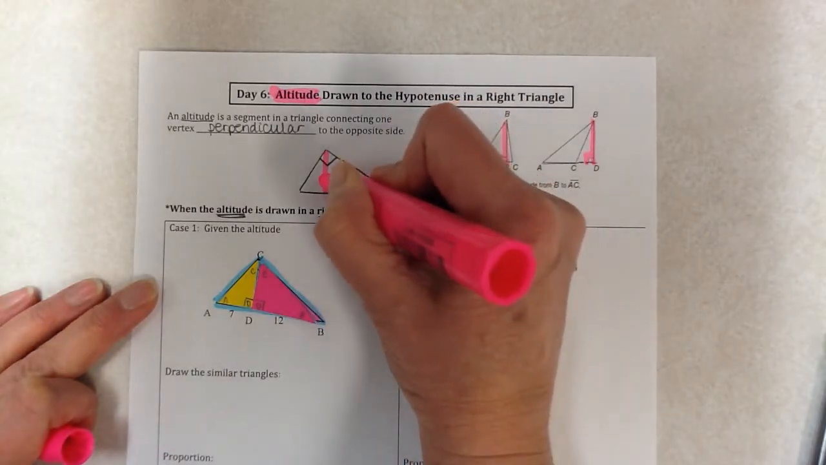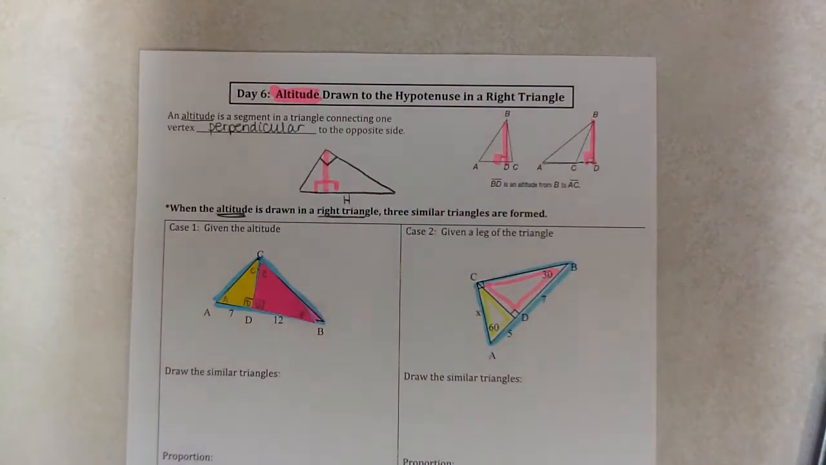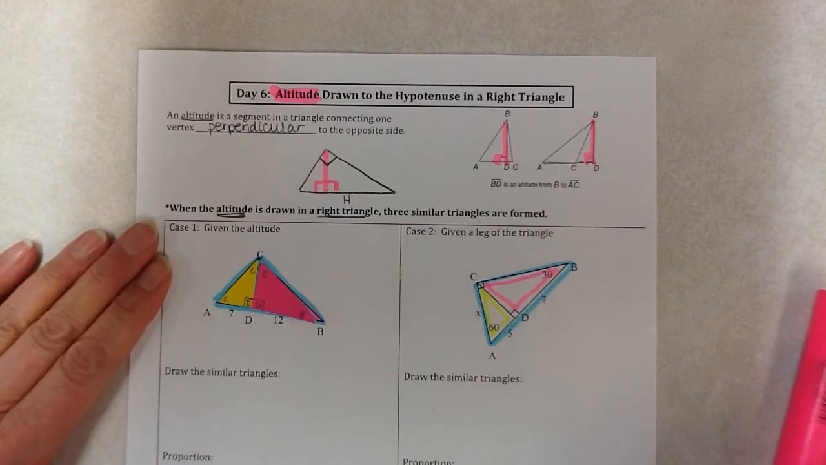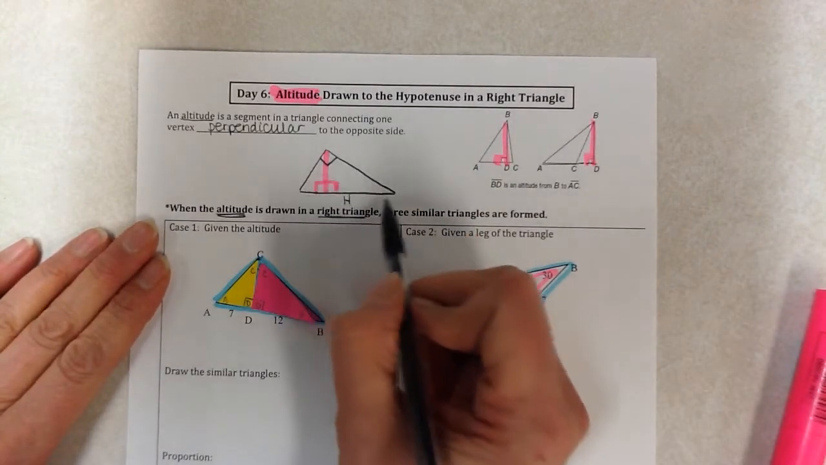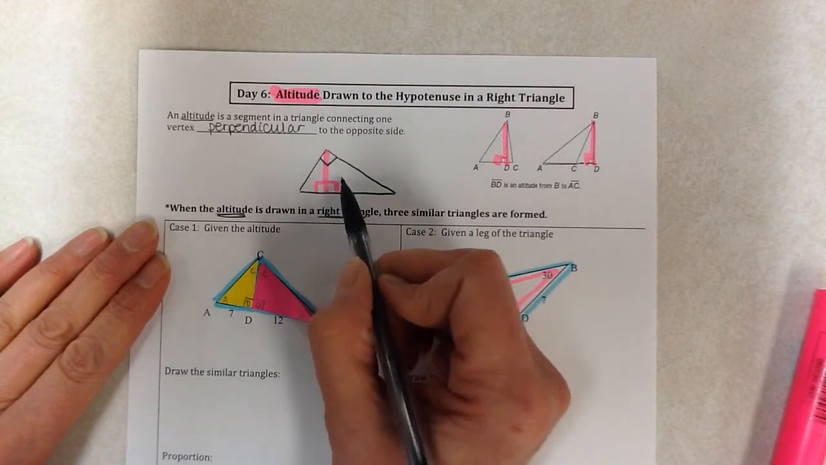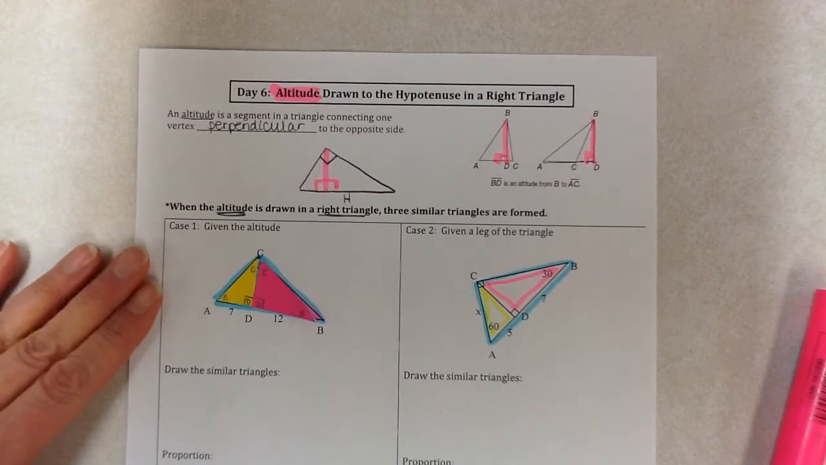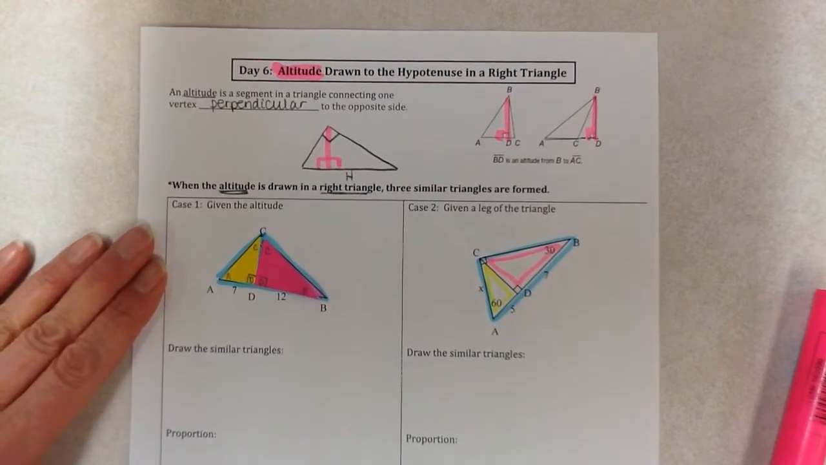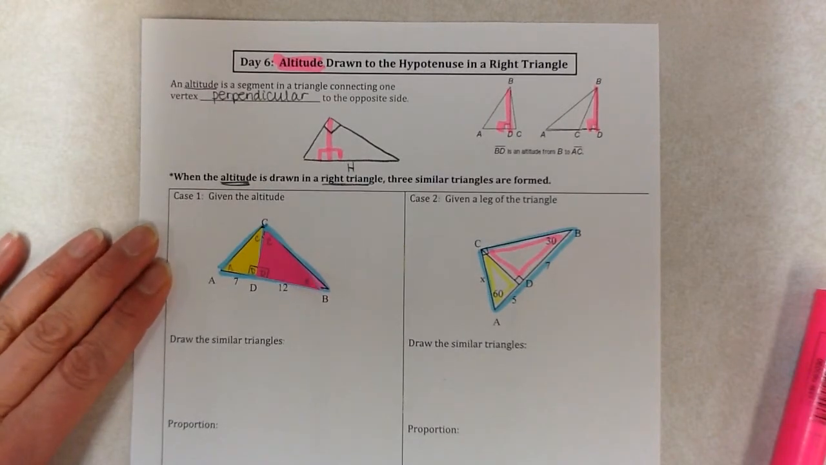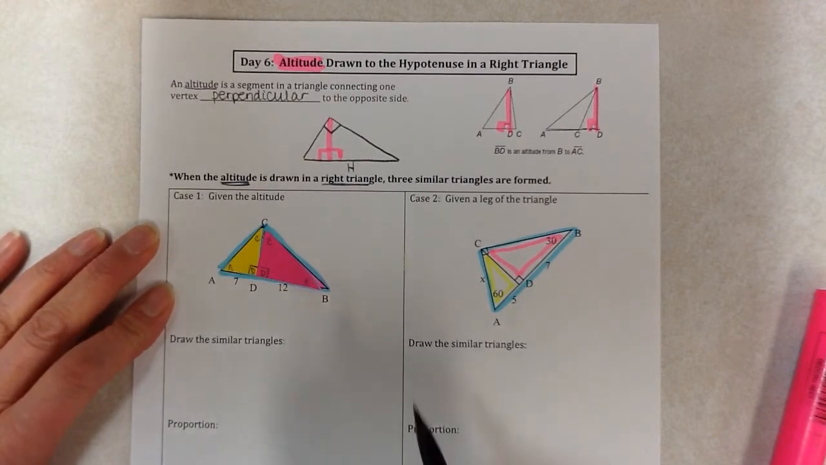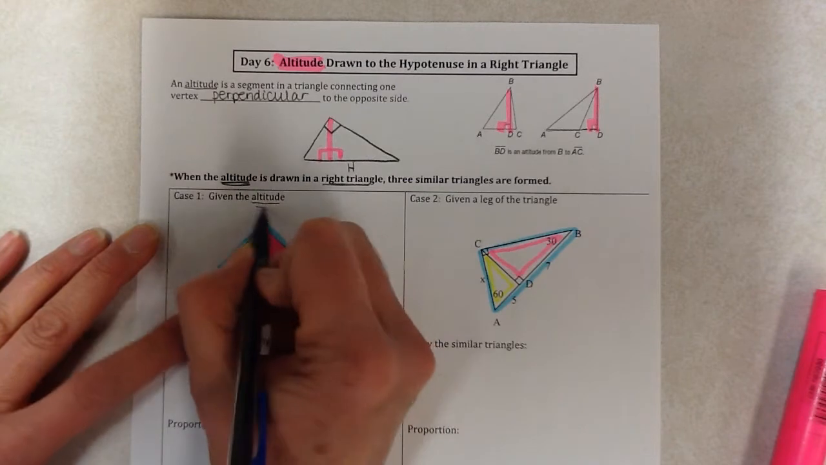When that altitude is drawn in, there's technically three triangles that are formed. There's the big triangle, the whole entire one, the little left one, and the little right one. We need to consider two different cases when we're talking about the rules for the altitude being drawn into the right triangle. Case one is when we're dealing with the altitude.